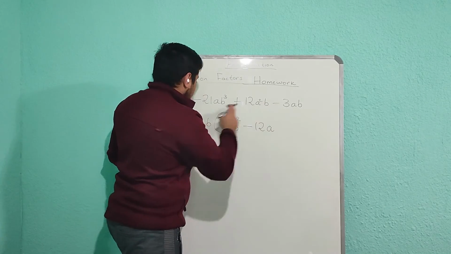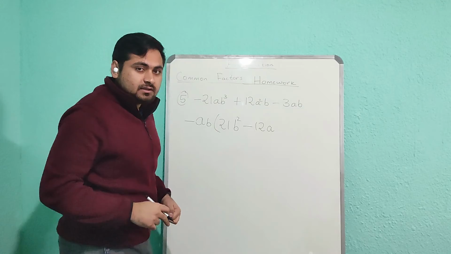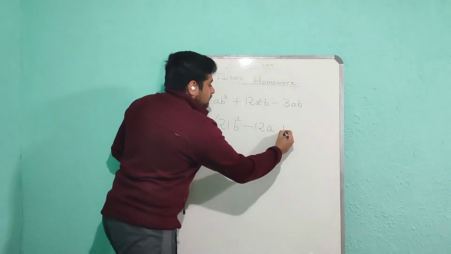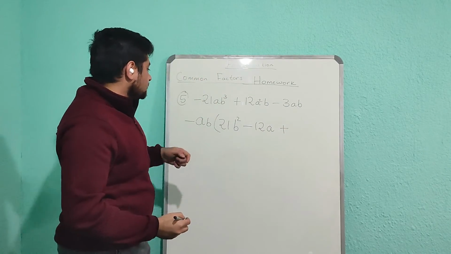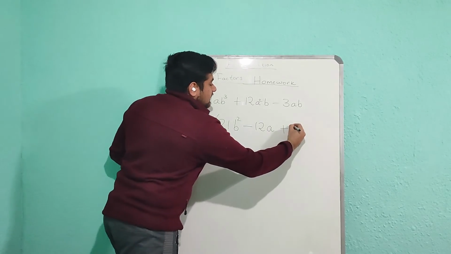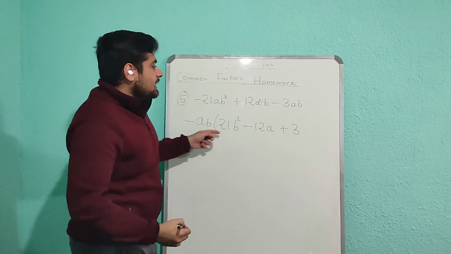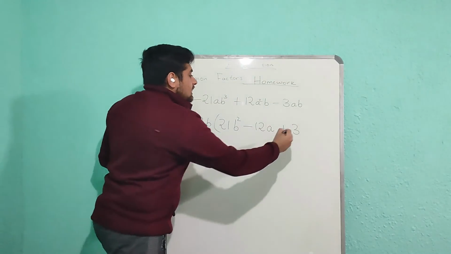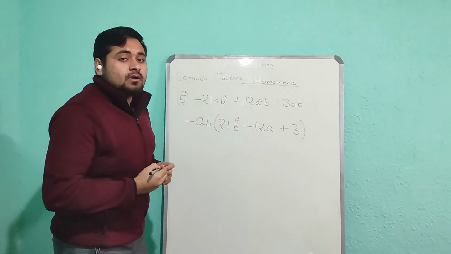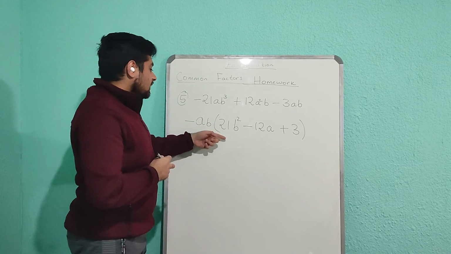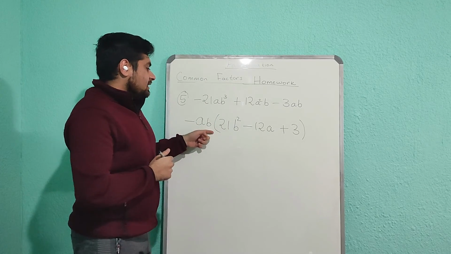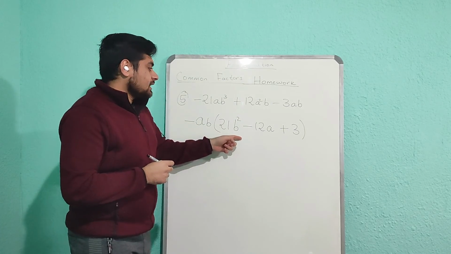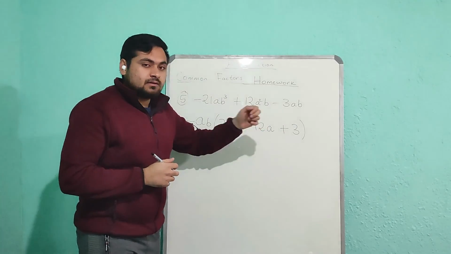Now negative. So what do you times negative with to get a negative? A positive. So negative times positive gives you negative. Now there is no number, so you write a 3. Here we got 1A, 1A, 1B, 1B. So we do not need to write any alphabet. Therefore, this video's last question's answer is minus AB into the bracket 21B squared minus 12A plus 3.